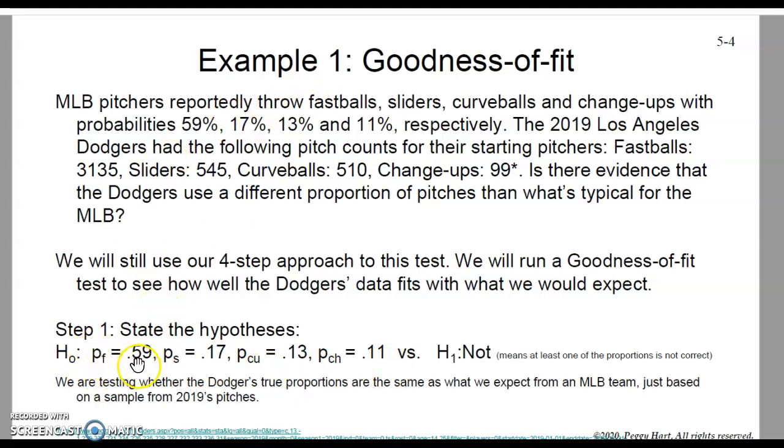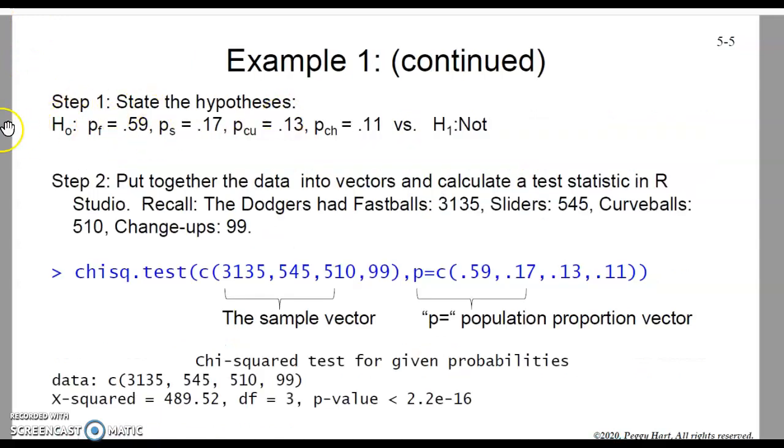That fastball should be 59%, slider should be 17%, changeup should be 13%, and so on. And H1 is the opposite: at least one of them is not correct. Okay, so our step one, state the hypotheses, right? They look different. Step two, put together data into vectors and calculate a test statistic in RStudio.